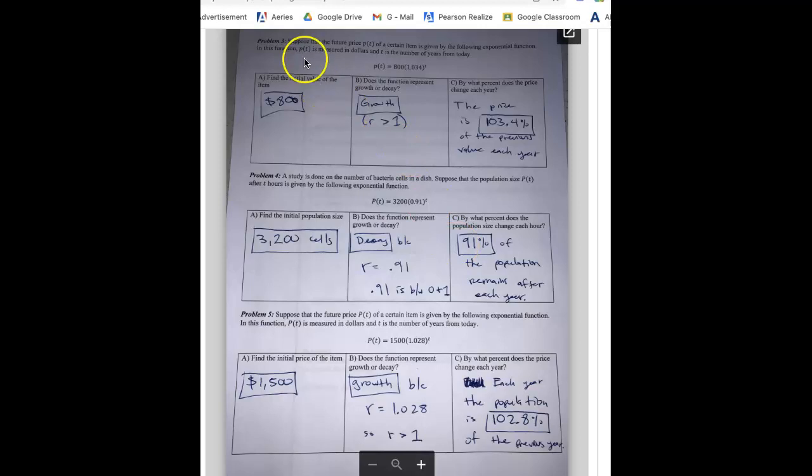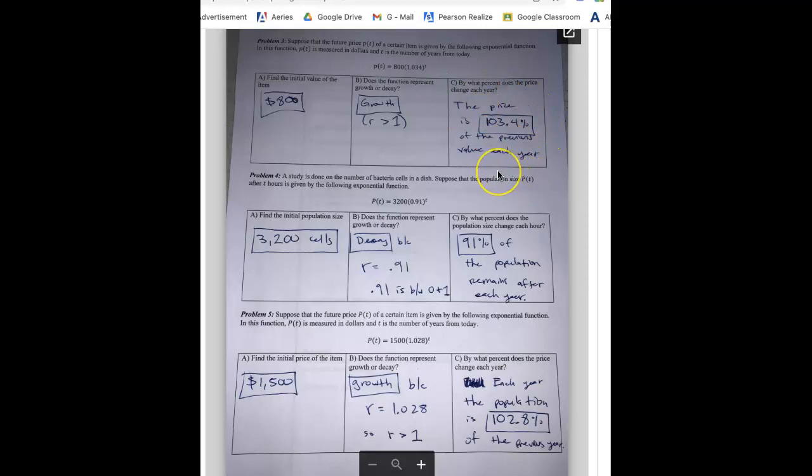Going along here to the next few problems, I'll just explain them, but they are the same. This one is the future price of a certain item. It's given by the exponential function, where P(t) is measured in dollars and t is the number of years. There it is, and you can see your initial value and your rate of change. Your initial value being 800, that's this answer, right? The initial value of the item is $800. It is greater than 1 here, the rate, 1.034, so we're going to say that's growth because the rate's greater than 1. And then over here, by what percent? Well, we're going to use the 1.034. This could be a little tricky, but just try to roll with it and know that all you're doing is moving the decimal 2 spaces right, and that's how I came up with my answer.